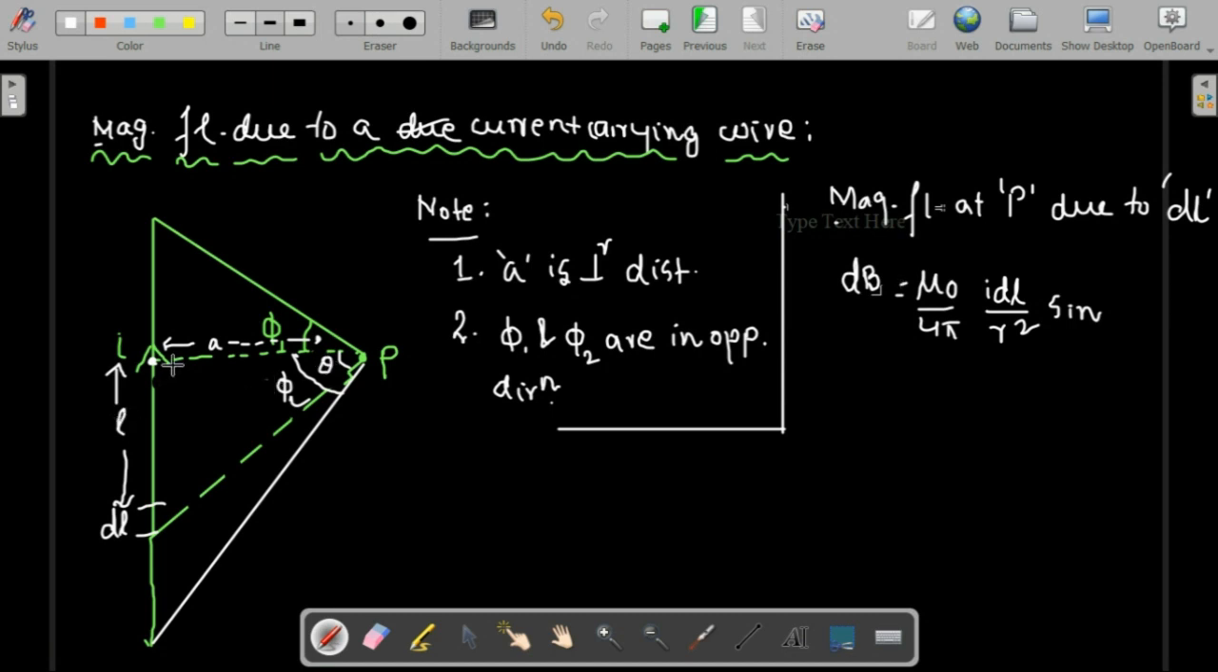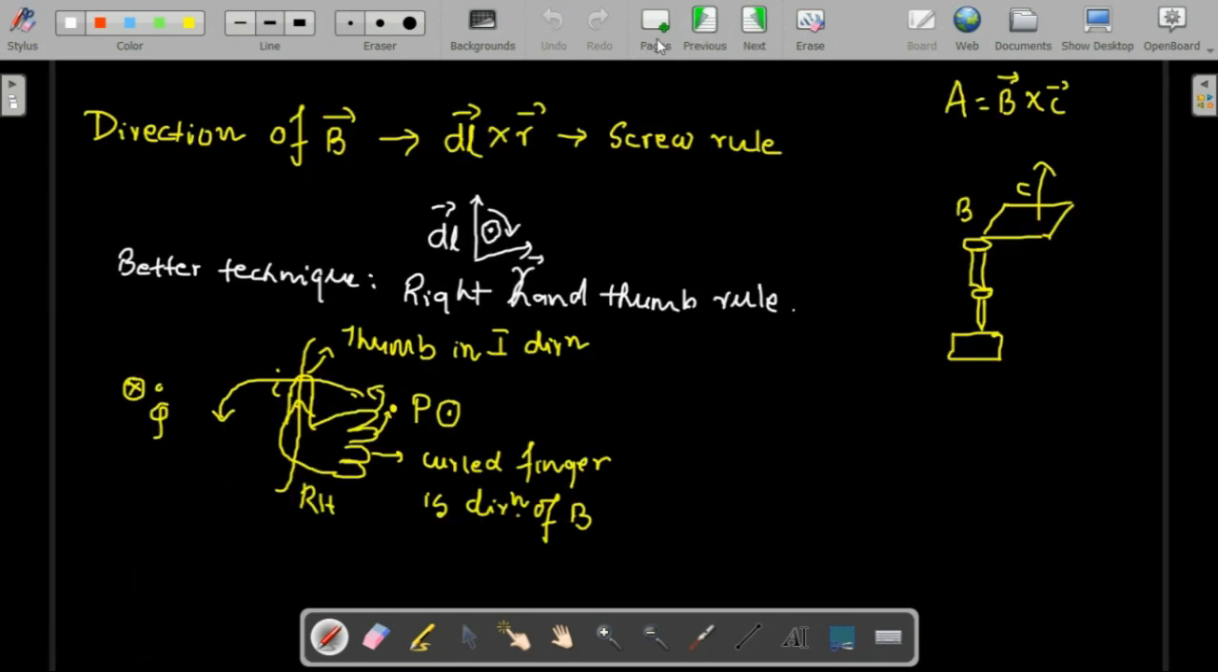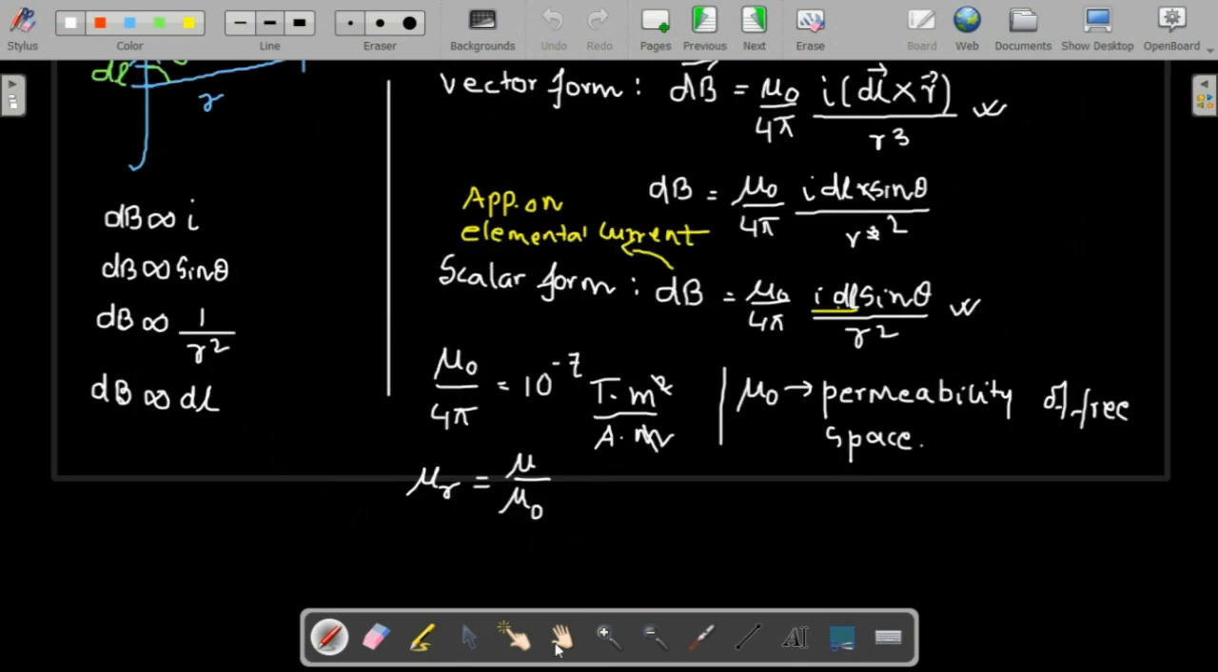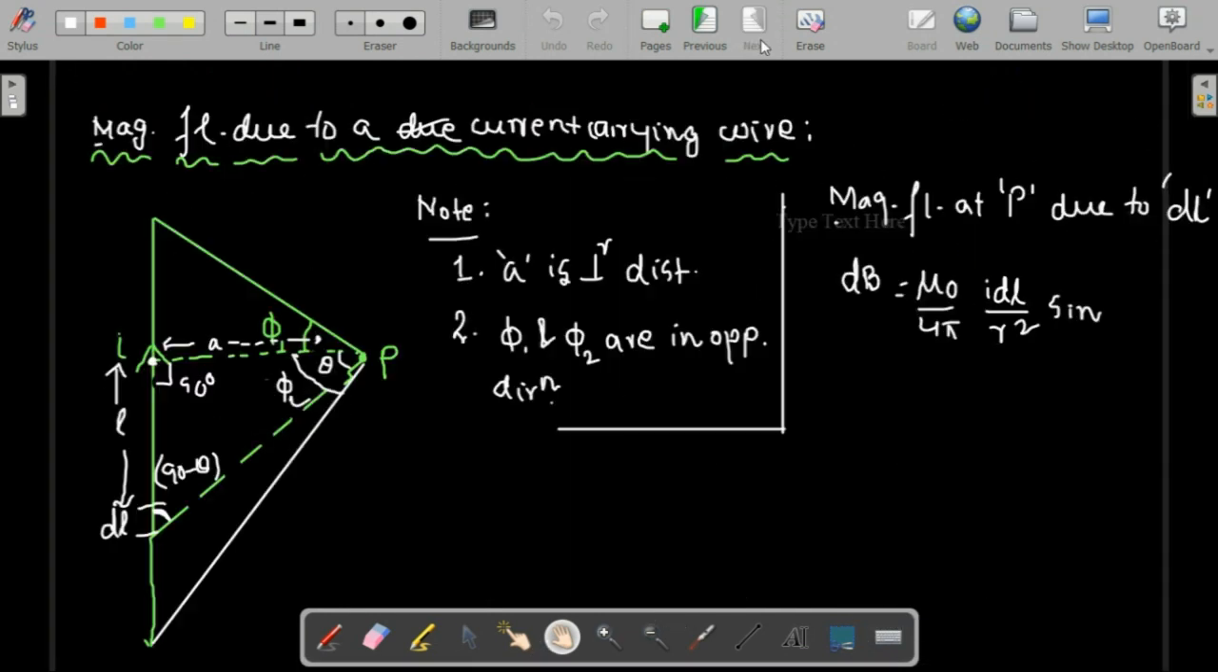You can see that this is making an angle of 90 degrees. So obviously this angle that we have is nothing but 90 minus theta. If you recall the Biot-Savart law, this was our theta: if this is point P, we join the line, and whatever angle it makes is theta. So if you check the diagram here, this is my theta, this is my 90 degrees, so this has to be 90 minus theta, so this would be nothing but sine of 90 minus theta.